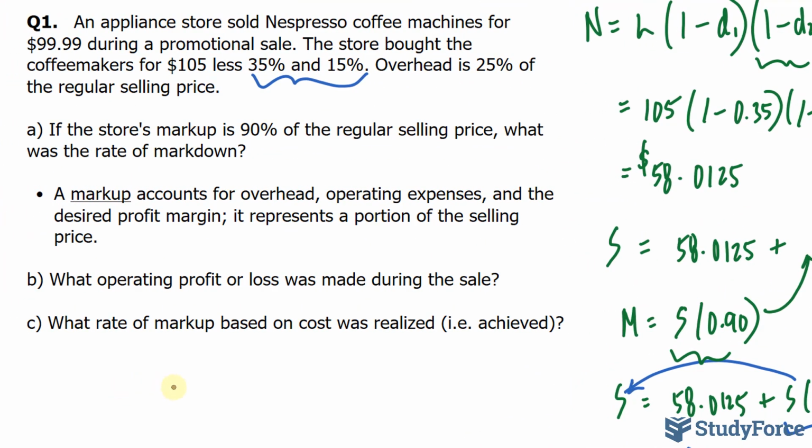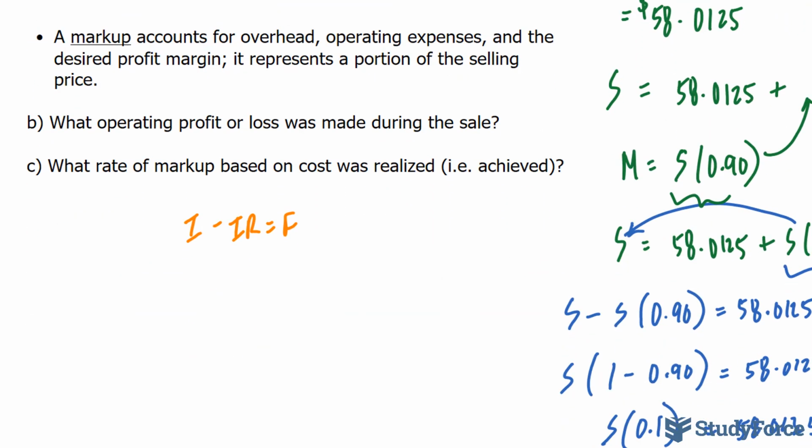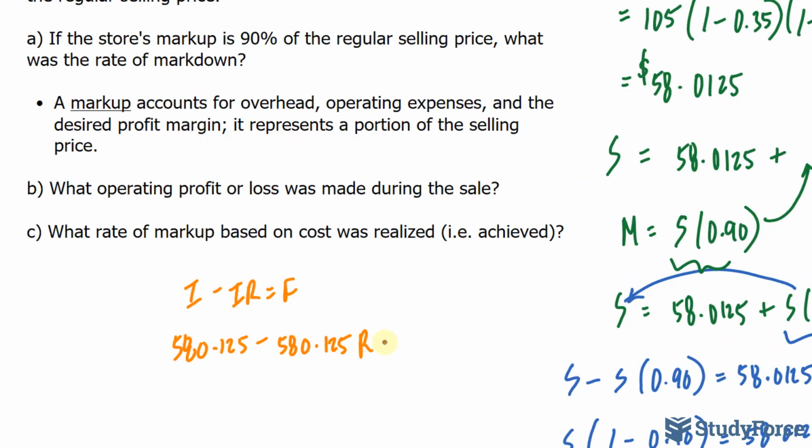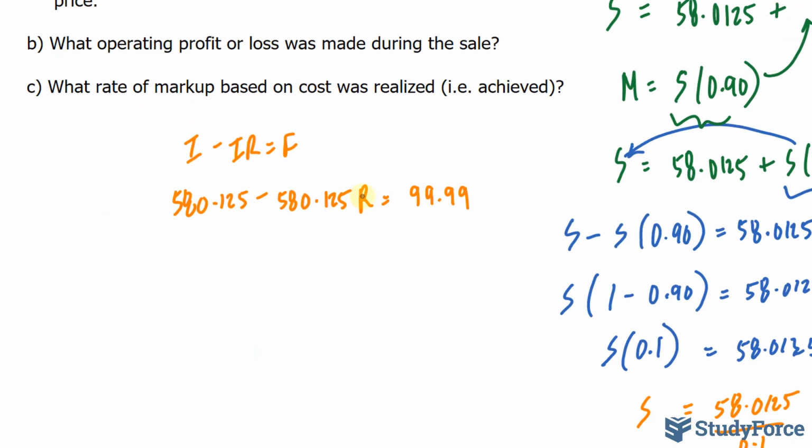And the percent change formula, specifically for percent decrease, is initial minus initial times rate is equal to final. So initially, the price was 580.125, minus again 580.125 times R. We are looking for the rate of markdown, so it's R that we leave as blank, and currently it is $99.99. And so all we have to do is solve for R.